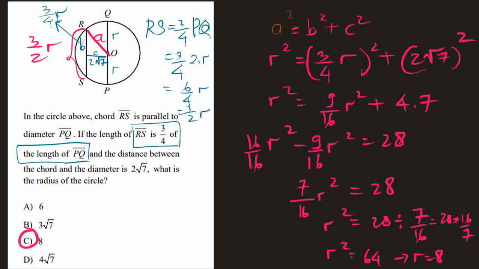So the reason we use 3 over 4 is because we want to use this triangle. 3 over 4 R, and this is the R itself, 8, the same R here, and this is the 2 square root of 7, so this triangle.